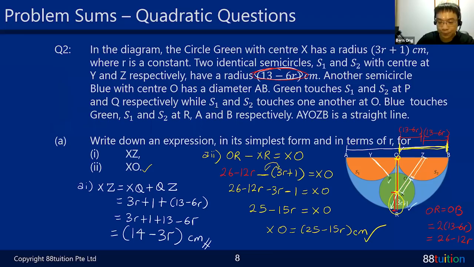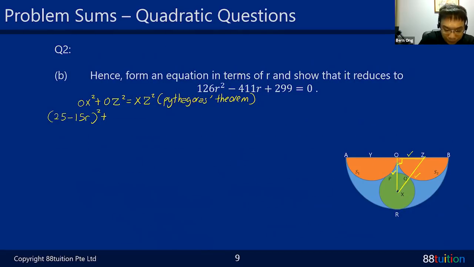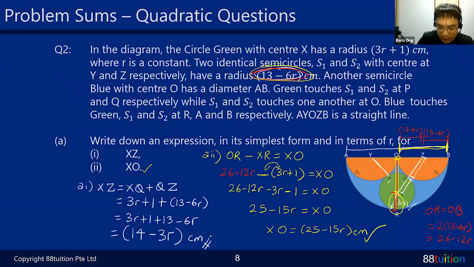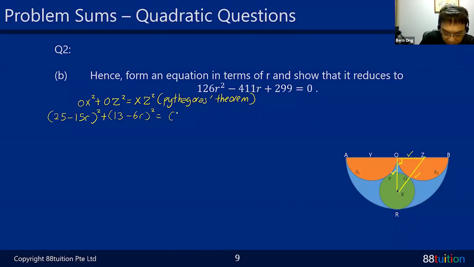Look at the question. OZ is actually the radius of the orange semicircle, and isn't it 13 minus 6R? It is. So write 13 minus 6R here, squared, is equal to XZ. What is XZ? Just now we found out, XZ is 14 minus 3R. So it is 14 minus 3R.